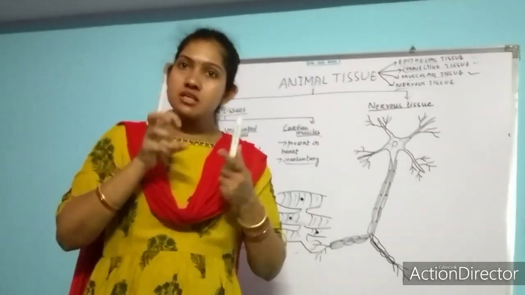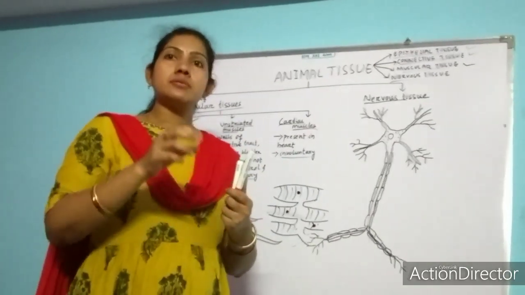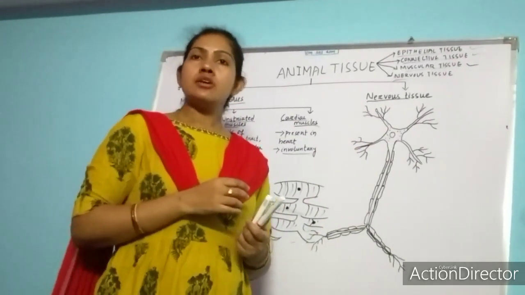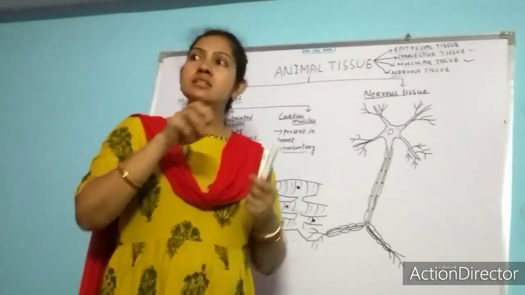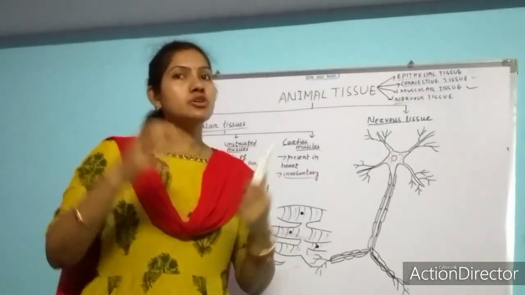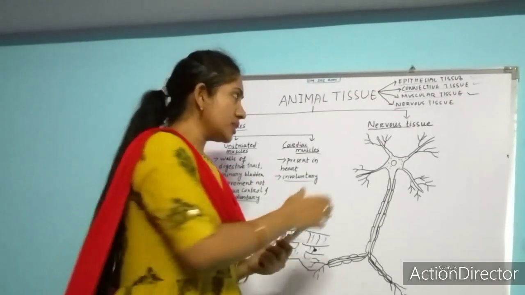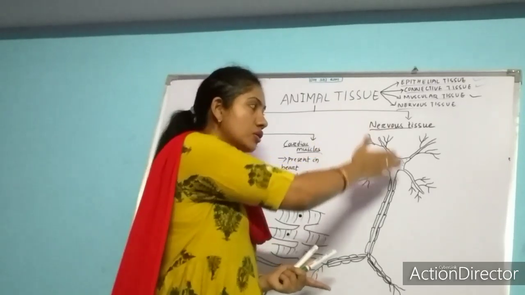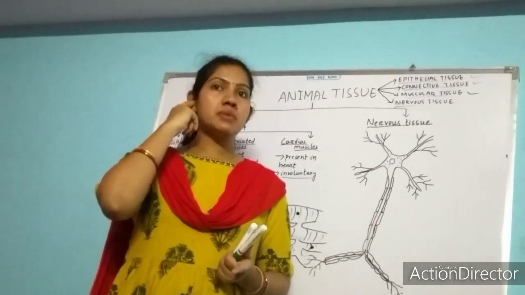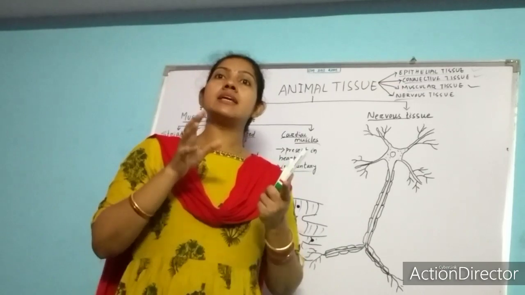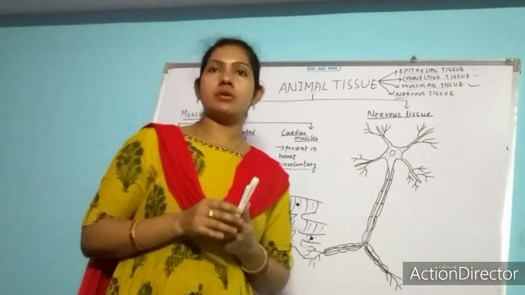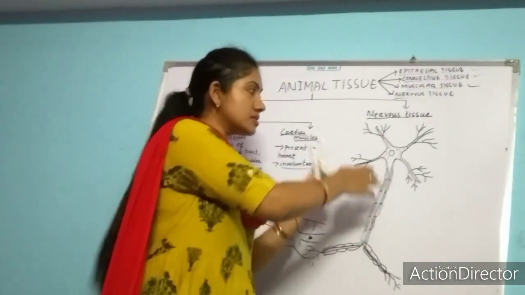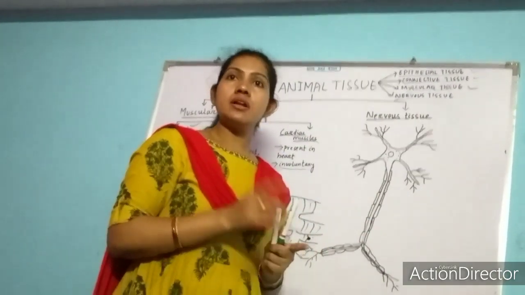So these sensations are taken or carried by nervous tissues. Nervous tissues take sensation from the external environment to our body. A nerve cell, or neuron, looks like this. Nervous tissues are made up of a number of nerve cells, and each nerve cell is called a neuron. Here I have drawn only a single nerve cell. This is a diagram of a neuron.